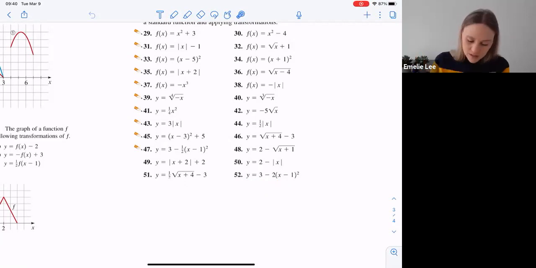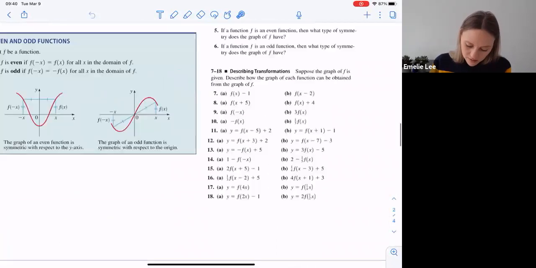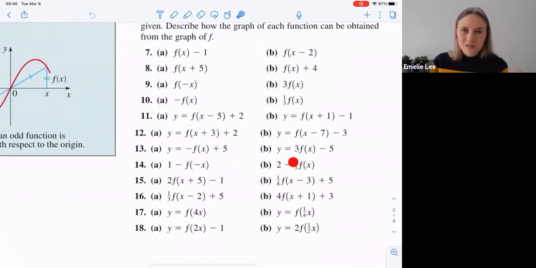So I'm not going to make you do that, but we will tap out at these general f of x functions, right? So if you're able to do all of these 7 through 18, then you're good.